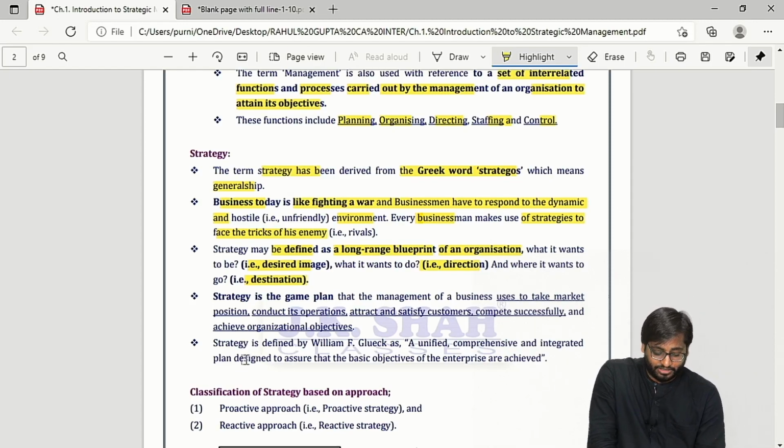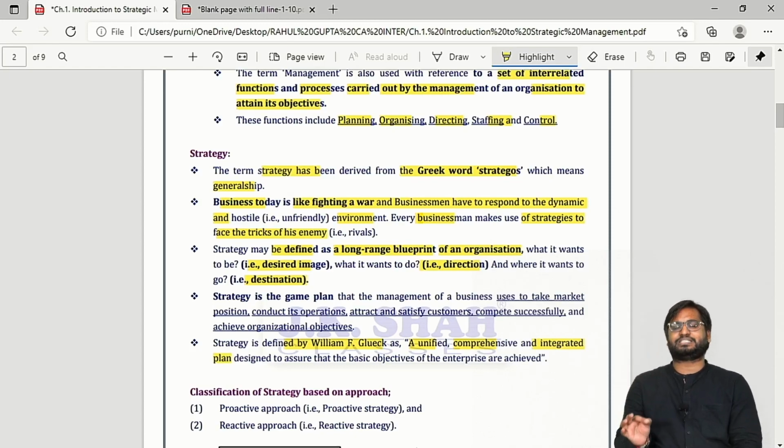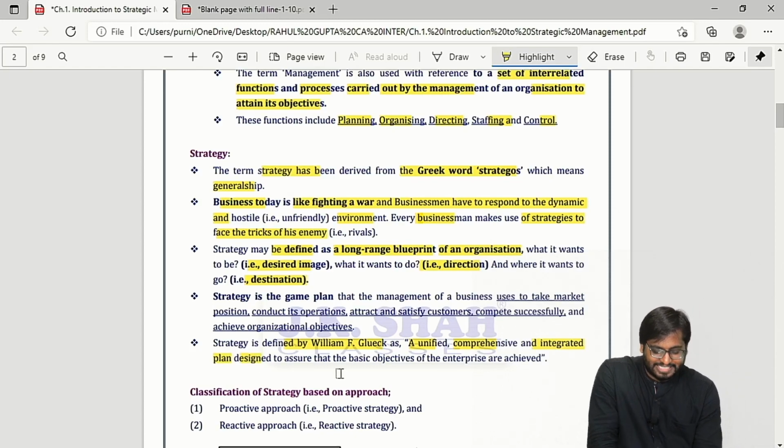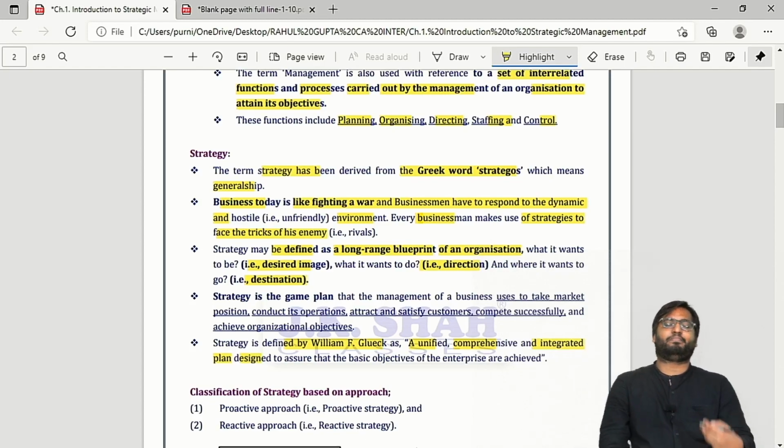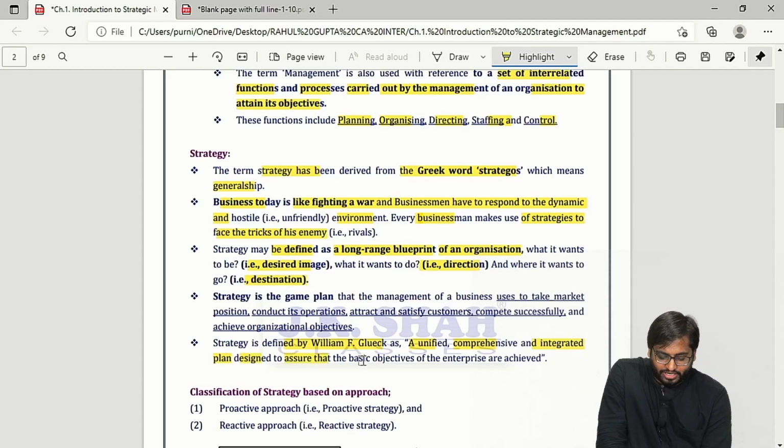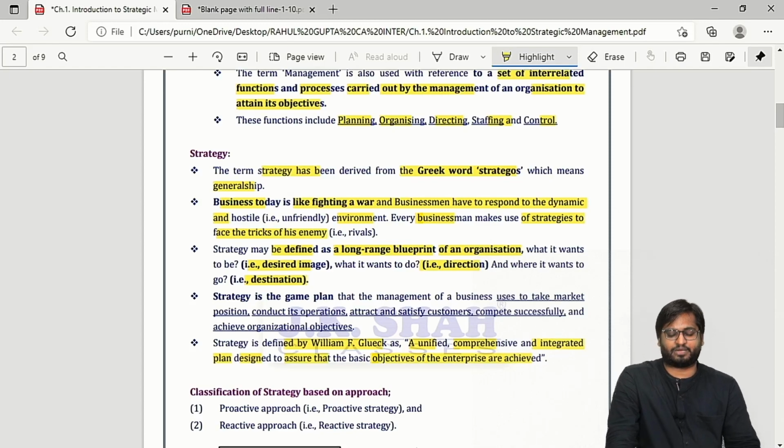Third definition, according to William F. Glueck: a unified, comprehensive, integrated plan. So a strategy is a unified, comprehensive, integrated plan designed, meaning prepared or made, to assure that the basic objective of the enterprise is achieved.